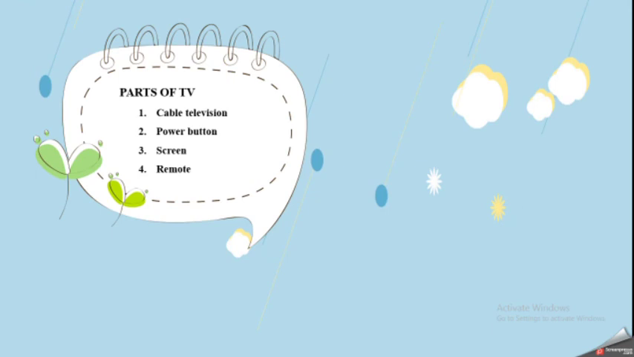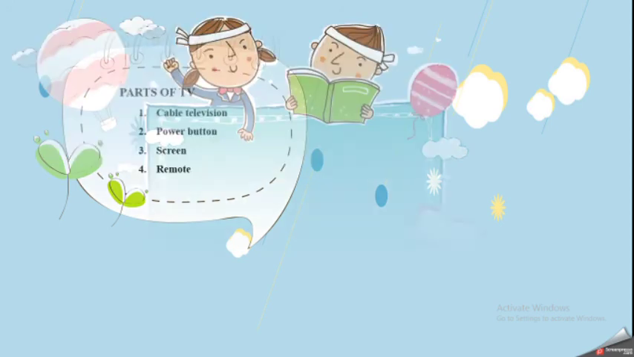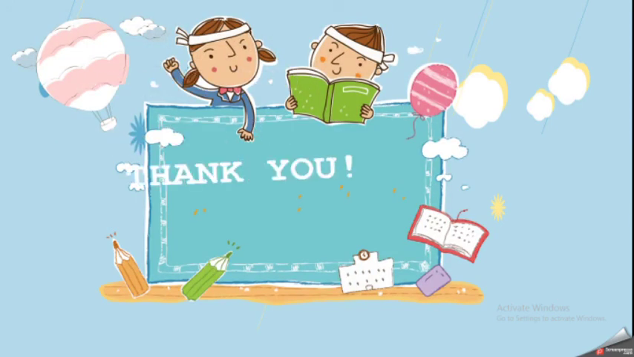In manuals, there is parts of the product. Here, there is parts of television in the example before. There are cable, power button, screen, and remote. So, this is the last of the video.